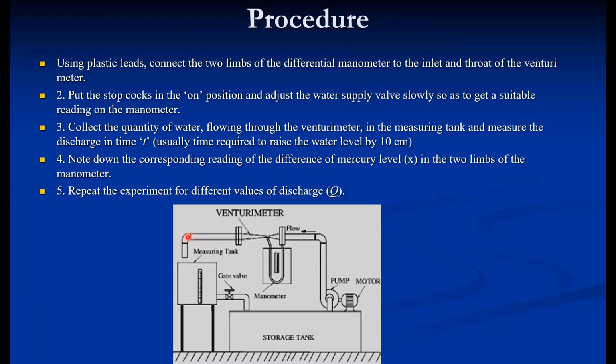Accordingly, repeat this procedure, proceeding from steps 2 to 4 for other flow rates. For 5 to 6 readings, we gradually increase the discharge, and for each discharge we measure the time as well as the H value.